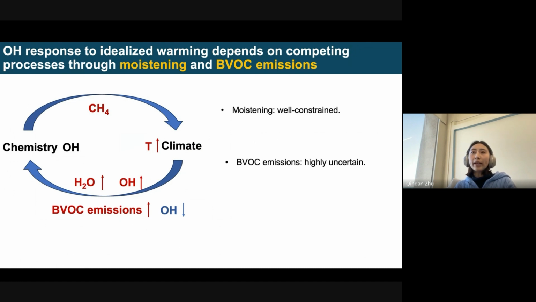And for future work, we need a more accurate quantification of the climate sensitivity of these BVOC emissions in order to give us a good sign of the track on the OH response to the climate warming.